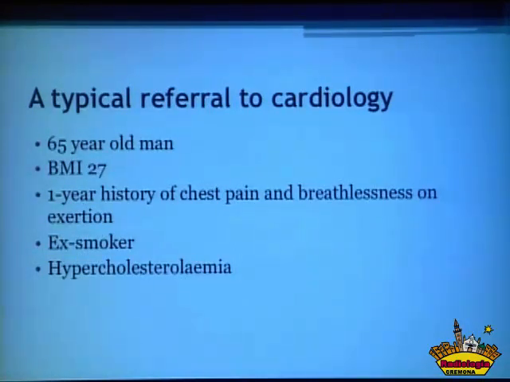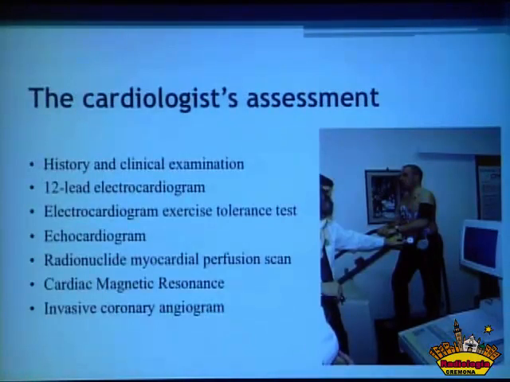So if we think about a typical referral to a cardiologist: a 65-year-old man, BMI of 27, with a 1-year history of chest pain and breathlessness on exertion. He's an ex-smoker and he's got high cholesterol. He comes to see a cardiologist, who takes a history and examination and does a 12-lead ECG. He undergoes an exercise tolerance treadmill test, which, as it often is, is equivocal, so he's referred for a radionuclide myocardial perfusion scan. At the clinic, someone might have heard a murmur, so he undergoes an echo. The echo windows are poor, so they refer him for a cardiac MRI scan. Meanwhile, the radionuclide perfusion scan has come back inconclusive, so he's referred for an invasive coronary angiogram.